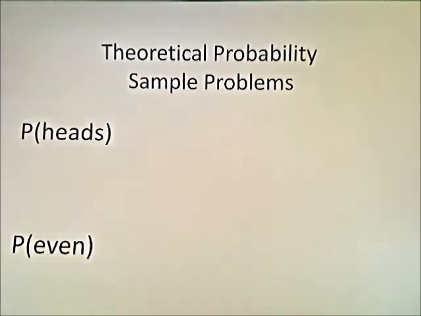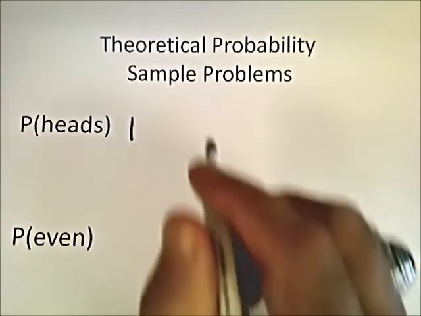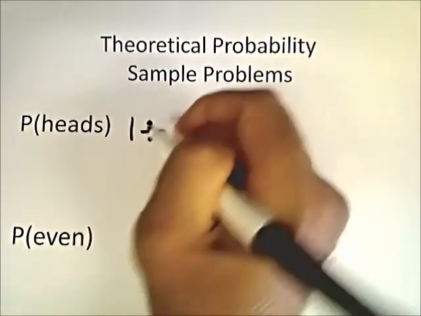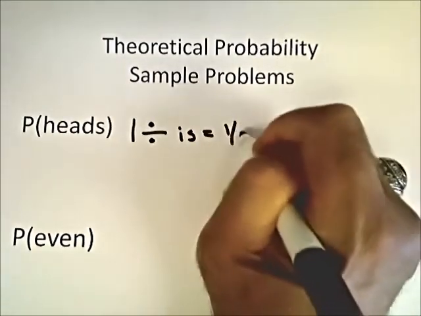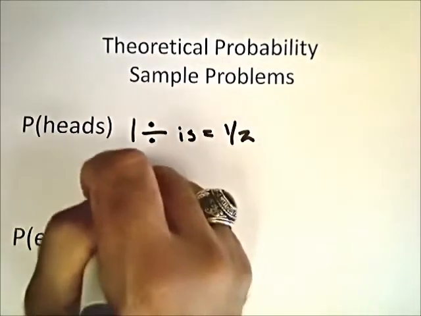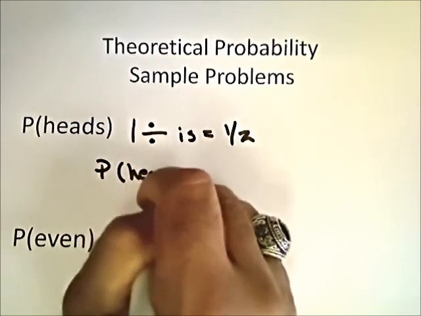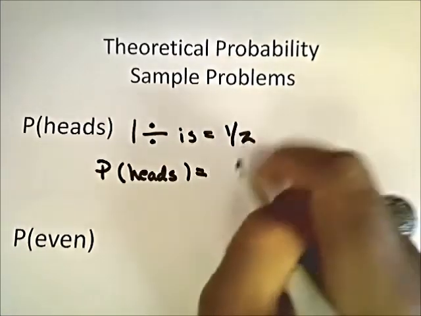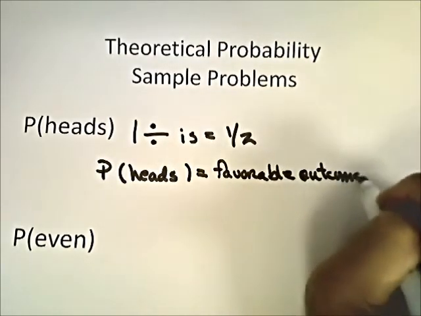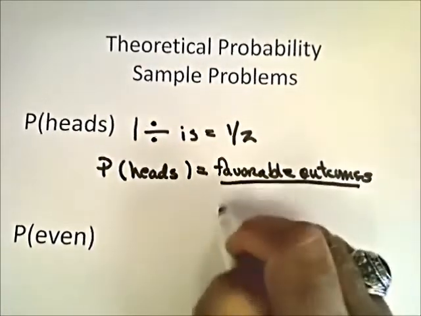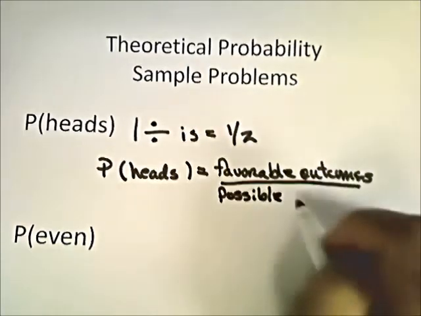So let's look at that. If we're flipping a coin and seeing whether heads or tails, and we're looking for heads as the favorable outcome, then we have 1 head. We are dividing that by 2 possible outcomes, heads or tails, so that equals 1/2. So we'd say P(heads) equals favorable outcomes over possible outcomes.